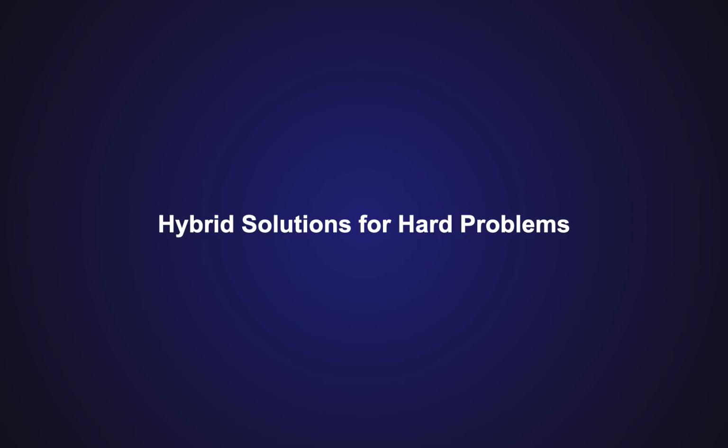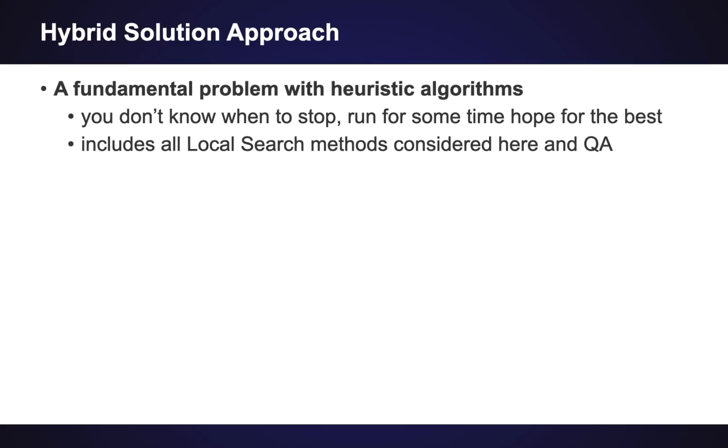HFS. So now that we have a problem where DWave is producing high quality solutions very fast, we can start to think about hybrid solution methods for those types of problems. Now, there's a fundamental challenge with these heuristic algorithms, including quantum annealing, but also HFS and other local search methods, is that you don't know when to stop them. You run them for some amount of time, and you kind of hope you have a good solution, but you never know if it really is the best solution.